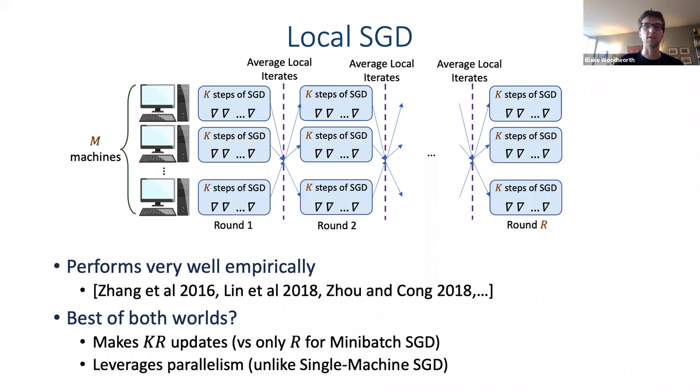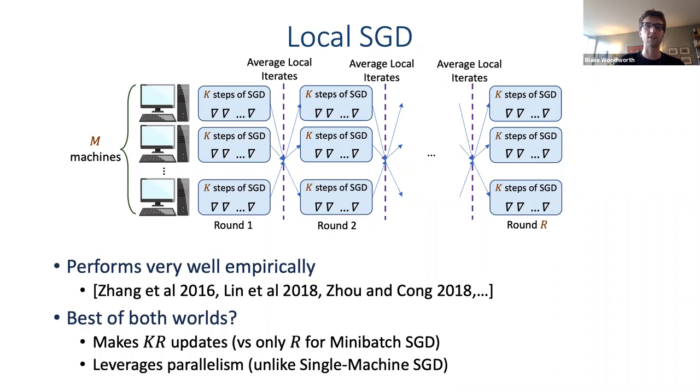Empirically, local SGD has been used in a huge variety of settings and to great success, both for convex problems and also for non-convex ones. And in these practical settings, it often outperforms alternatives such as mini-batch SGD. So empirically, local SGD seems like a very strong algorithm. Also, on a more conceptual level, local SGD seems quite appealing as an alternative both to mini-batch SGD and single machine SGD.